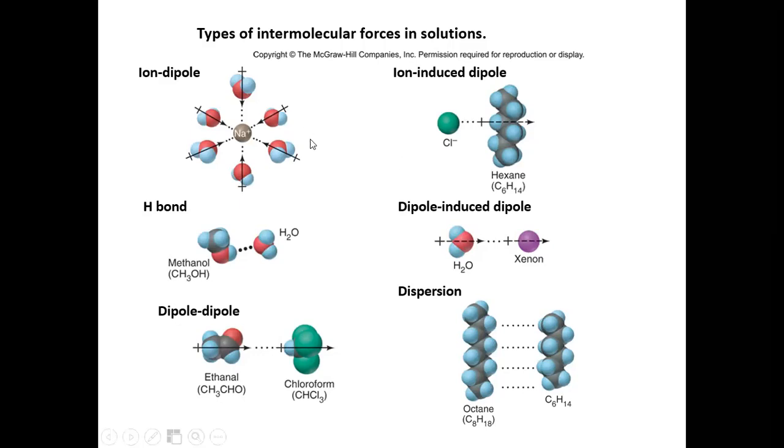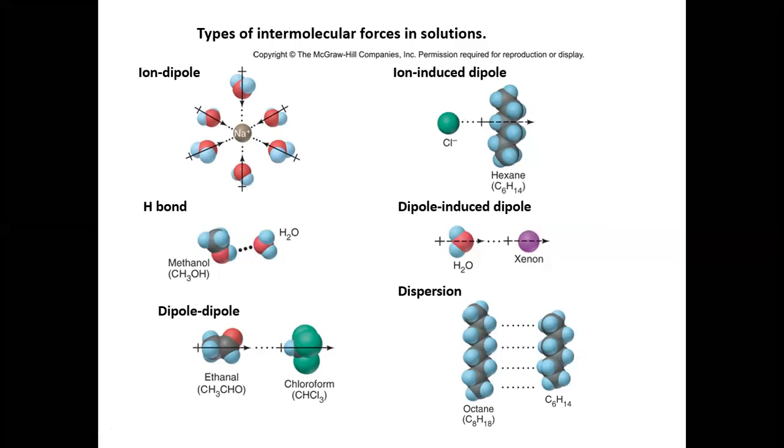So this type of bonding includes ion-dipole interaction, hydrogen bond, dipole-dipole interaction, ion-induced dipole interaction, dipole-induced dipole interaction, and dispersion. Later on, in our theoretical part, we will talk about physical bonding, but here, especially the ion-dipole interaction will be existing in our solution process.